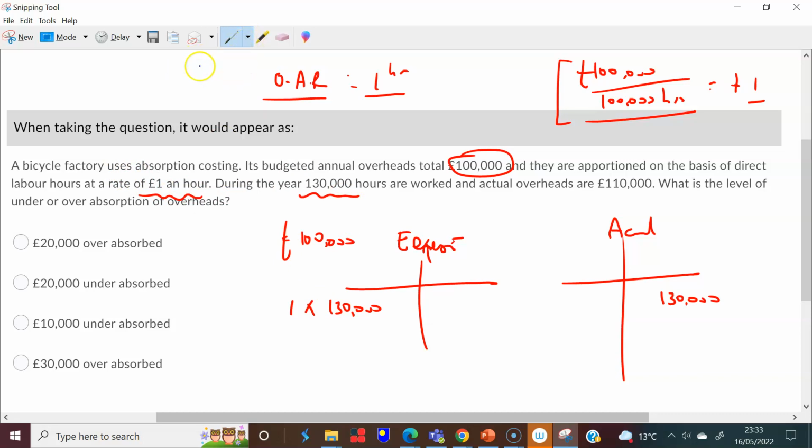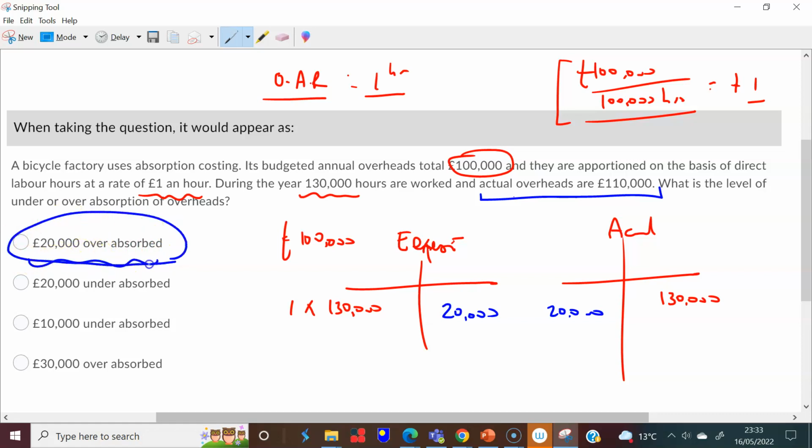Right. Now, what will also happen, we can see here, is that at the end of the year, you now find out that your overheads are 110,000, which means that you've put in too much cost, right? You've put in too much. So you've overabsorbed, right? So you need to reduce this. So you will put through another journal of 20,000 to reduce this. So you have overabsorbed by 20,000. That's what you've done. Overabsorbed by 20,000. Okay.